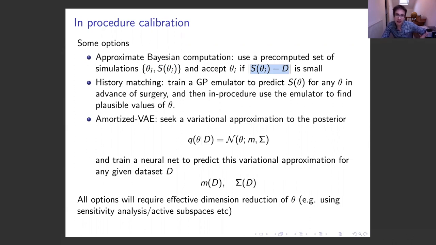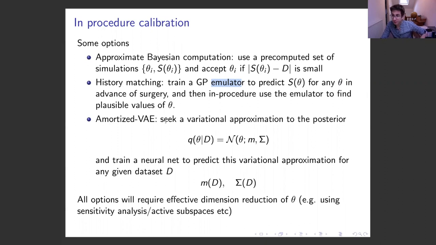The next option is a Gaussian process history matching type of thing. So if we can train what's called a Gaussian process emulator to approximate our simulator, we can do that training offline. Then in the surgery, once we collect the data, we're going to try and use our emulator rather than our simulator to find values of the parameter theta that give good matches to the data. Okay, so this is a history matching type of approach. That relies upon us finding a good emulator.